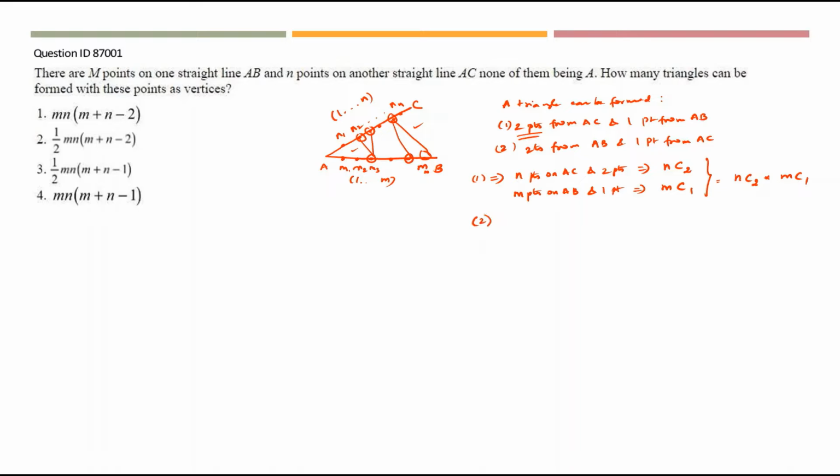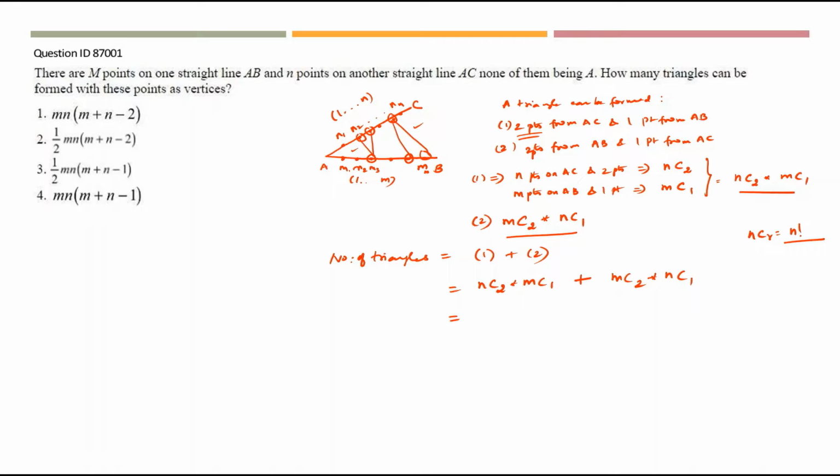And the second set, 2 points from AB. AB will have m number of points, so MC2 into 1 point from AC. This will be NC1. The number of triangles will be the sum of 1 and 2. 1 can be written as NC2 into MC1 plus 2 can be written as MC2 into NC1.